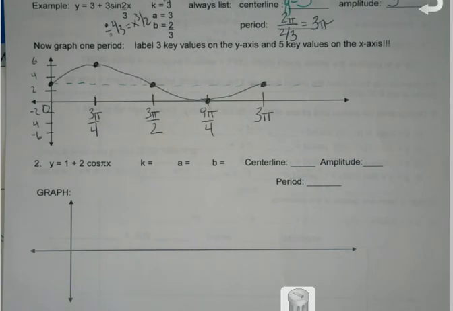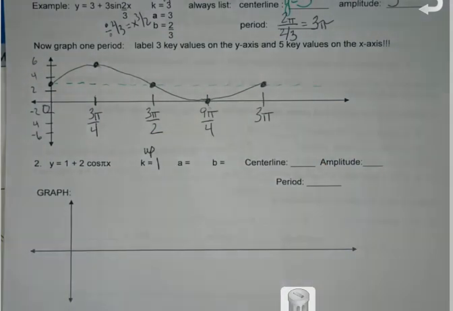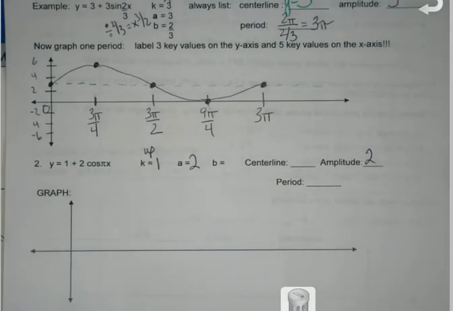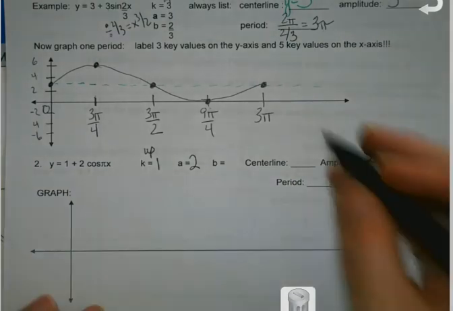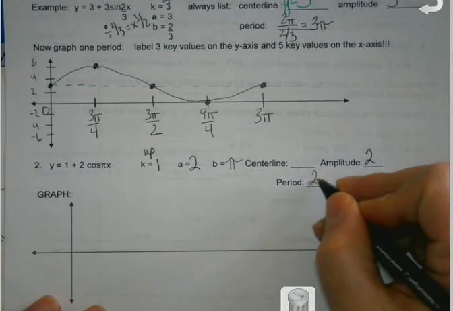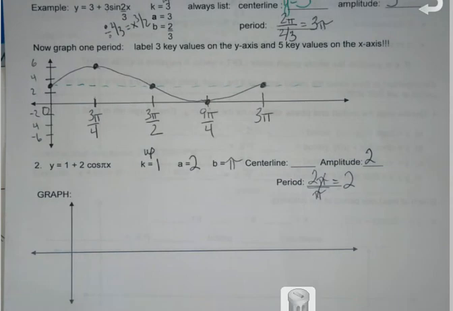What's our k value on this one? 1. Okay, k is 1, so we're going to be going up 1 at the end. What's my amplitude? 2. So it means we're going to be multiplying our y values by 2. And what is going to be my new period this time? Right, my b value is pi, but what's 2 pi divided by pi? Plain old 2. You're like, well, how am I supposed to do that? Everything that we've had's had pi in it.